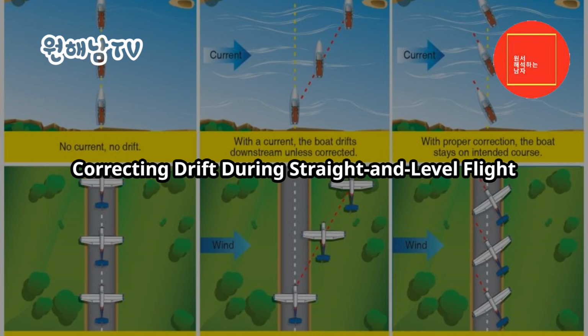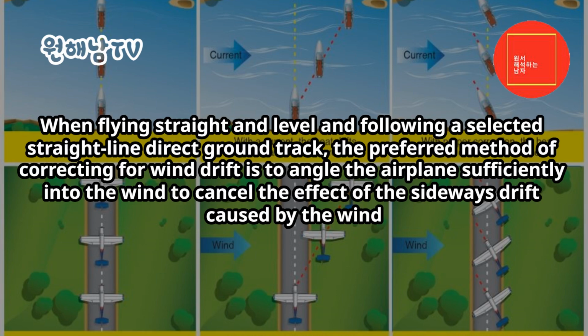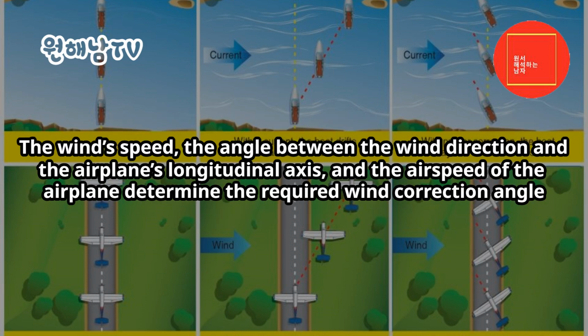Correcting drift during straight and level flight. When flying straight and level and following a selected straight-line direct ground track, the preferred method of correcting for wind drift is to angle the airplane sufficiently into the wind to cancel the effect of the sideways drift caused by the wind. The wind speed, the angle between the wind direction and the airplane's longitudinal axis, and the airspeed of the airplane determine the required wind correction angle.